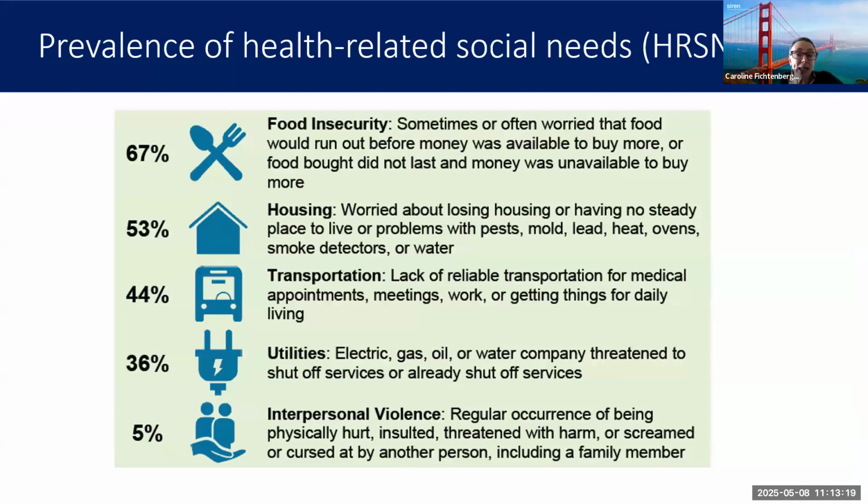In terms of the prevalence of health-related social needs in those who are eligible for navigation, 2/3 of them reported food insecurity. Just over half of them reported worries about losing housing or issues with the quality of their housing or having no place to live. 44% of them reported transportation challenges, a little over 1/3 utility challenges, and a relatively small percentage, 5%, reported interpersonal violence. And again, over half of them had more than one of these at baseline.